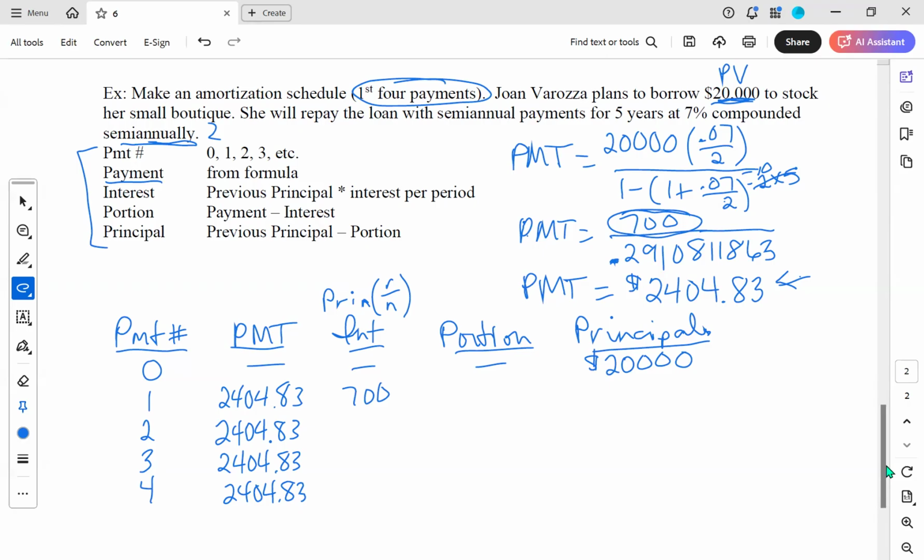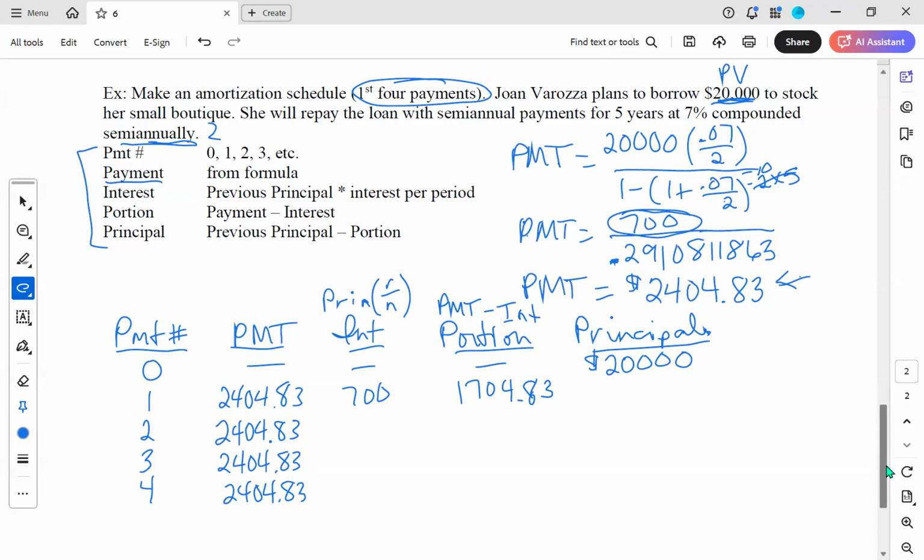To find your portion, you're going to take your payment minus your interest. I have to double check a number. Hold on. That should give us 1704.83. So this is the amount that is going toward the principal. The interest never goes toward the principal.